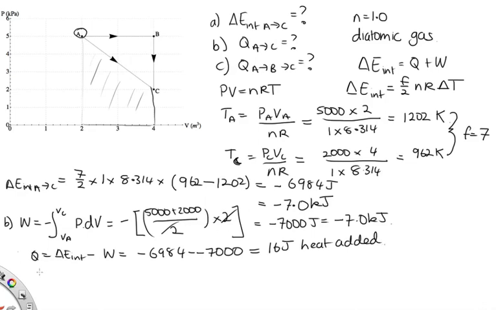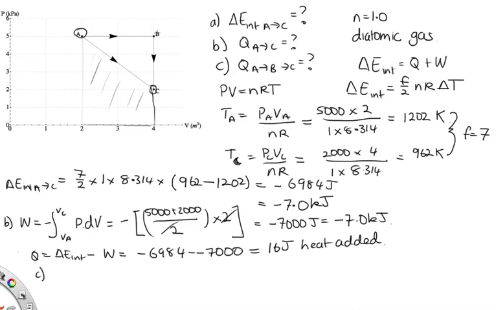Okay, part C says how much heat is added going from A to B to C. Now there's two ways to do this question. The easy way is to use the first law of thermodynamics. We know the change in internal energy between A and C, and that change in internal energy is independent of the path.